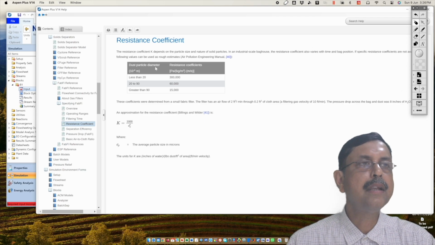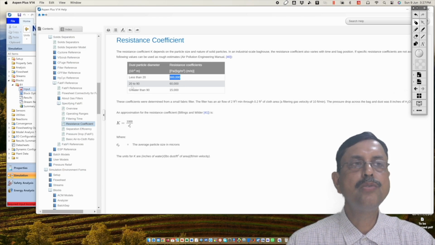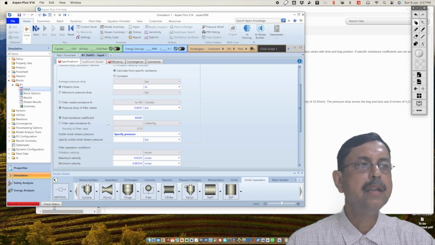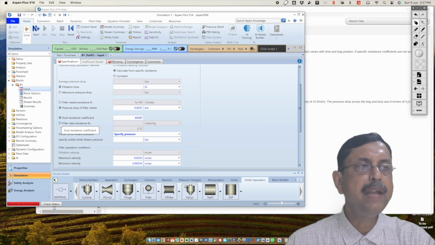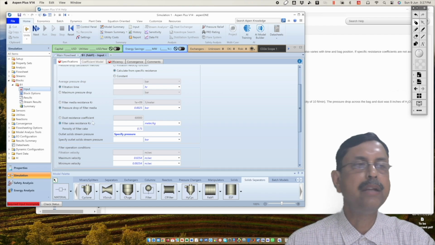If the dust particle diameter is less than 20 micron, then the resistance coefficient will be 300,000. If it is between 20 to 90, it will be 60,000. If it is greater than 90, it should be 15,000. So based on that, the dust resistance coefficient can be specified over here. Or you can provide the information on filter cake resistance. For filter cake resistance, the porosity of the filter cake can be provided. That means either of them you have to provide over here.